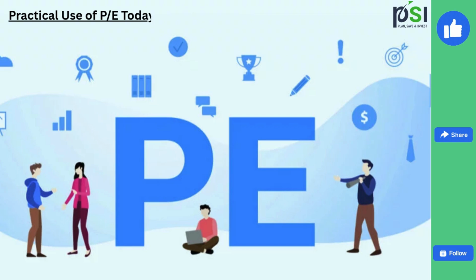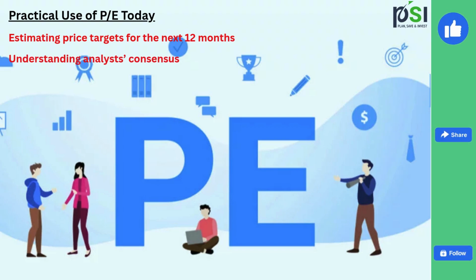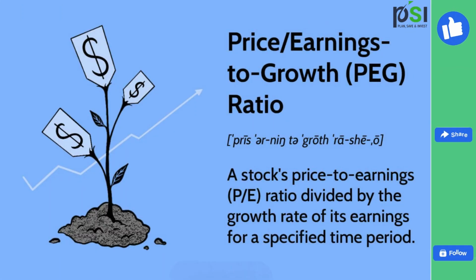Practical use of PE today. PE is still useful, just in context. Estimating price targets for the next 12 months. Understanding analysts' consensus. Building a long-term large cap portfolio with stable earnings visibility. For these three things, PE ratio is very much important. To value growth companies better, we combine PE with growth rate using PEG ratio. We will cover that in our next video.